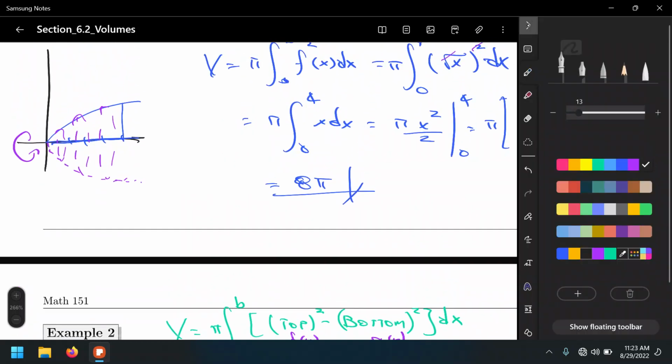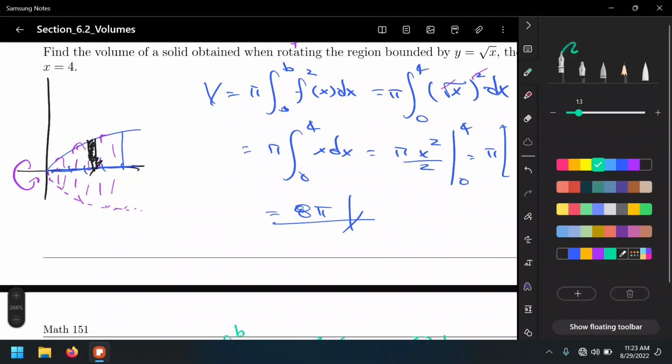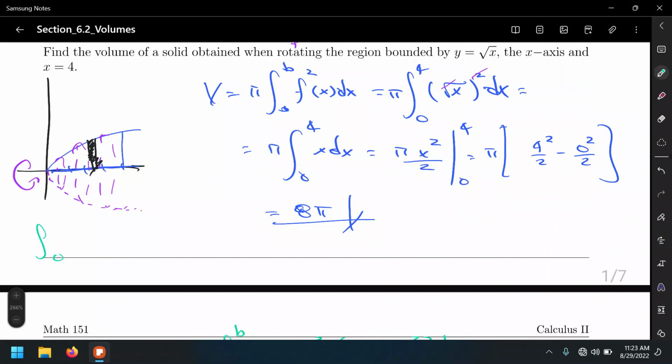Technically we have a top minus bottom here, if you will, from 0 to 4, where the top function is the square root of x, quantity squared. But what's the bottom function in that region? Isn't it y equals 0? Yep, the horizontal line. But do we really need to write this 0 squared? Not really. Not for a region this simple.